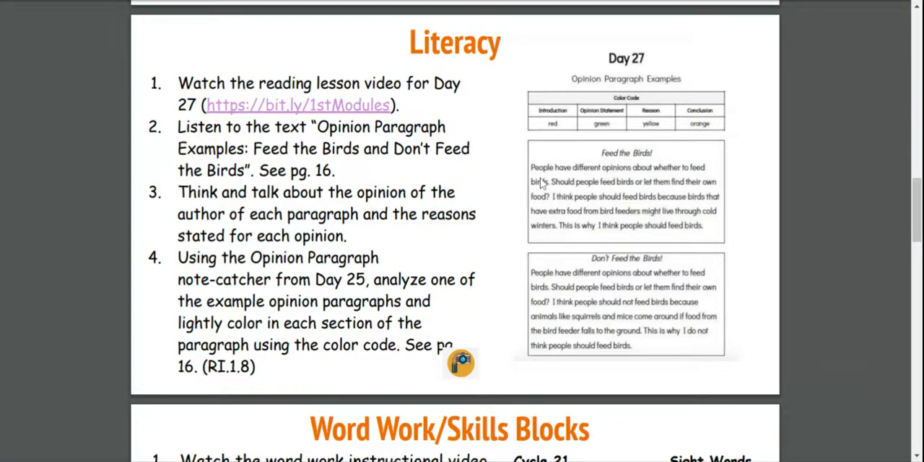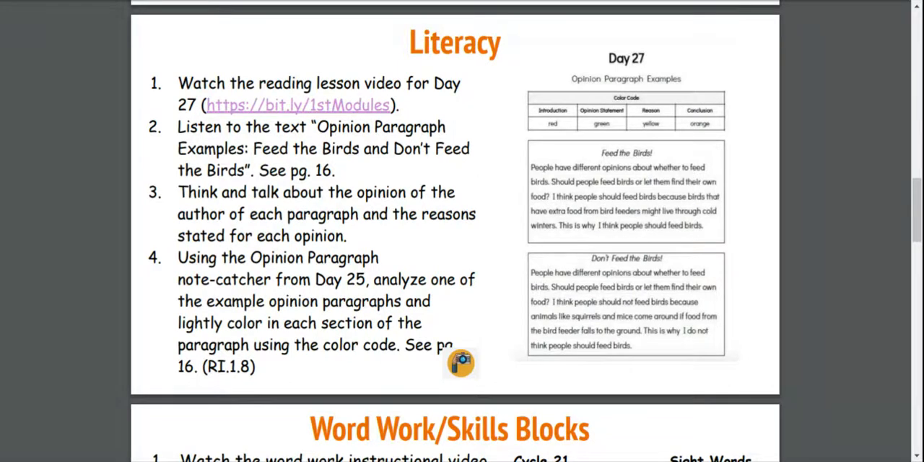So, the introduction: people have different opinions about whether to feed birds. Should people feed birds or let them find their own food? I think people should feed birds because birds that have extra food from bird feeders might live through cold winters. This is why I think people should feed birds. So the introduction would be: people have different opinions about whether to feed birds. Should people feed birds or let them find their own food?